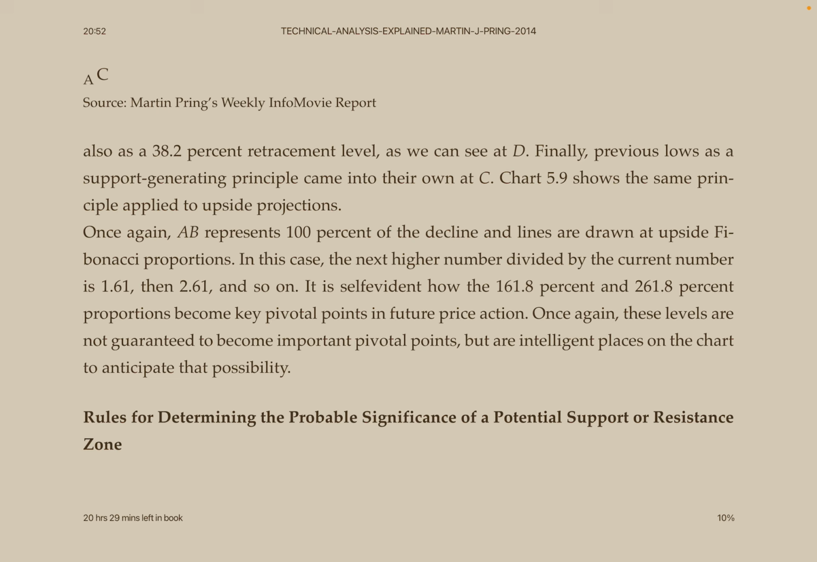Chart 5.9 shows the same principle applied to upside projections. Once again, AB represents 100% of the decline and lines are drawn at upside Fibonacci proportions. In this case, the next higher number divided by the current number is 1.61, then 2.61, and so on. It is self-evident how the 161.8% and 261.8% proportions become key pivotal points in future price action. Once again, these levels are not guaranteed to become important pivotal points but are intelligent places on the chart to anticipate the possibility.